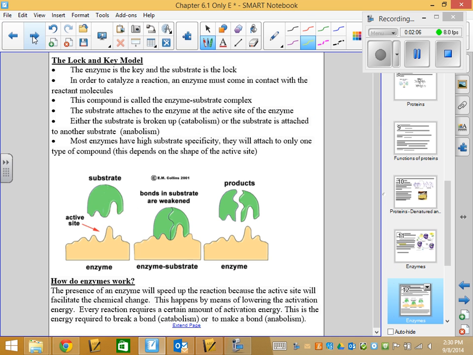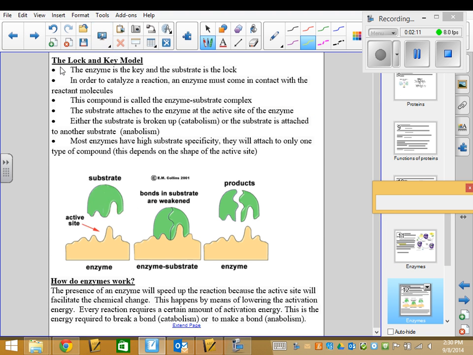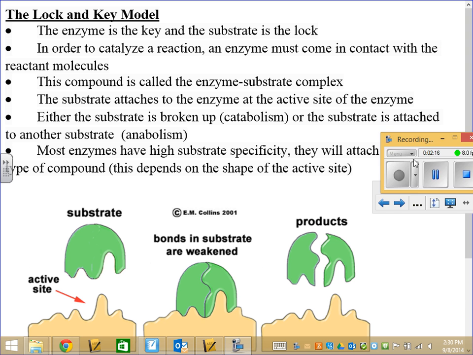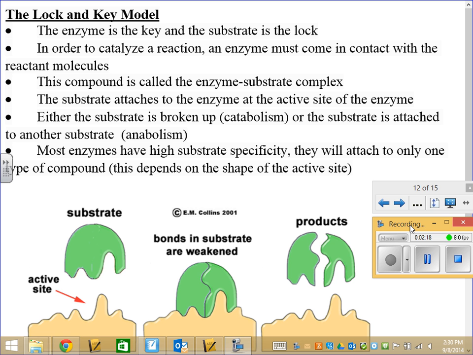All right, so stuff that's new, and I will make this bigger, is that when we talk about how an enzyme functions, we are talking really about something called the lock and key model. Now, this isn't a steadfast name that you have to use, but it's a good analogy for what's happening with an enzyme. In the lock and key model, the enzyme is the key and the substrate is the lock.